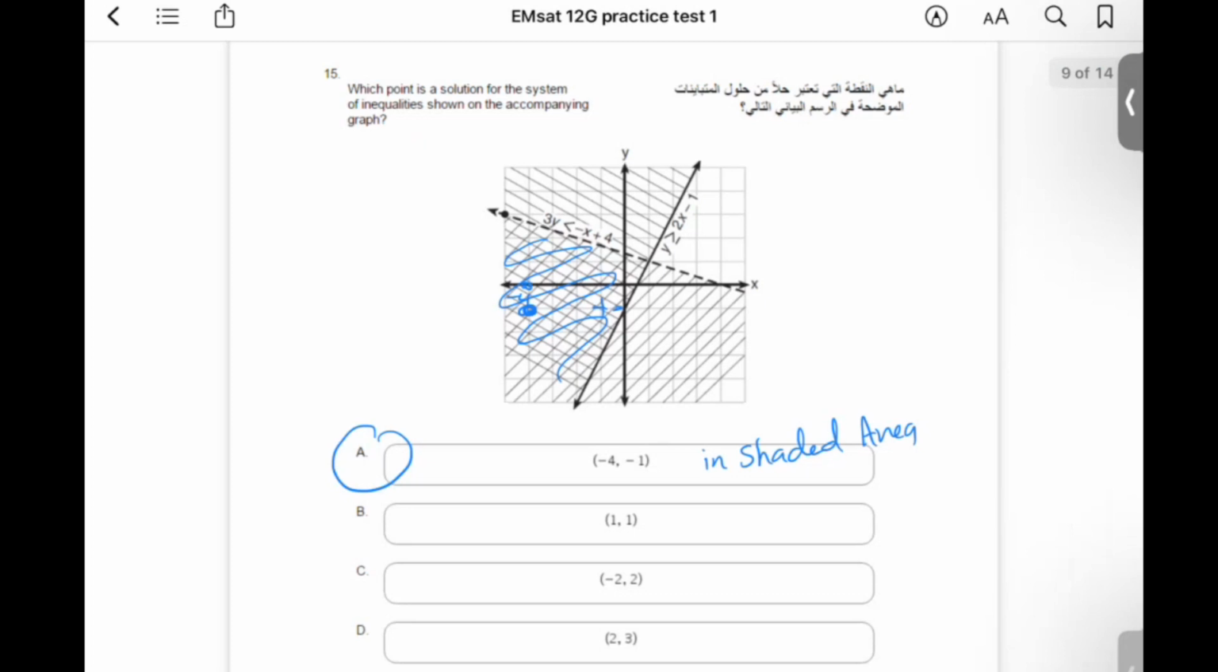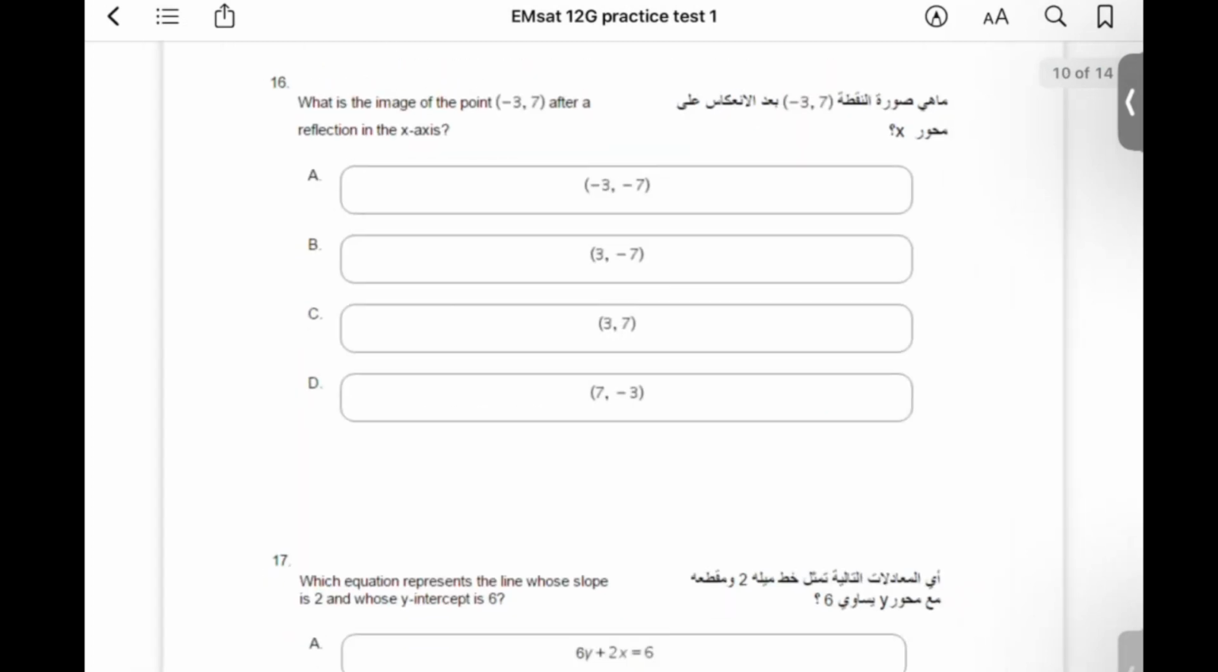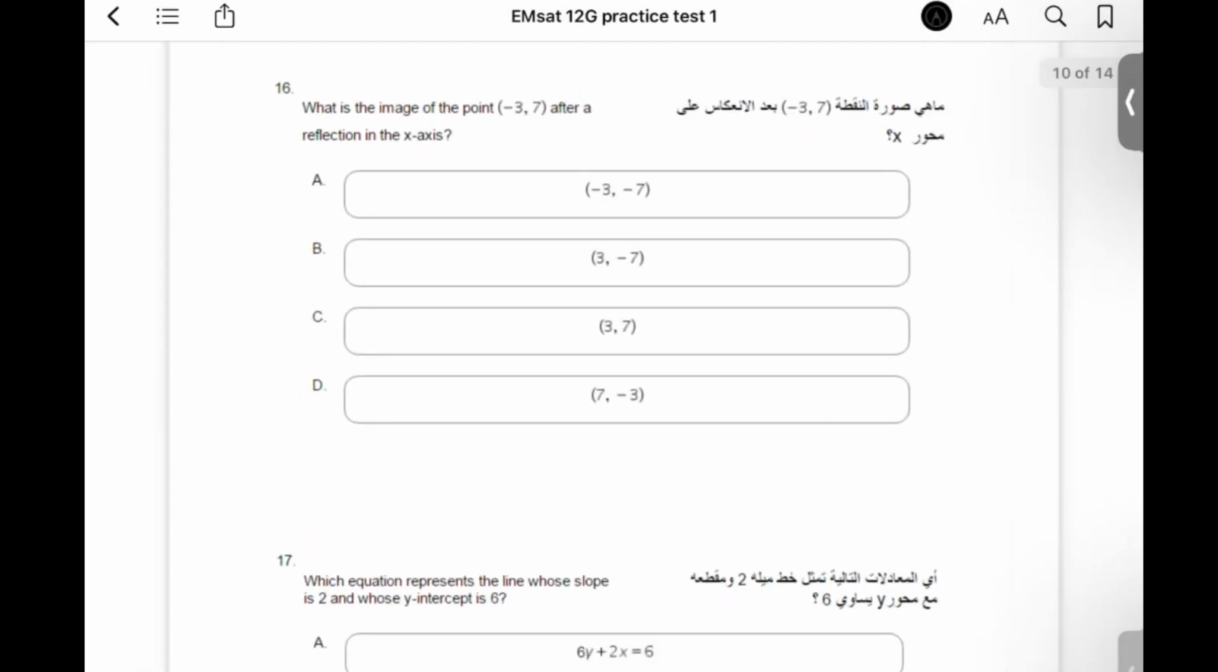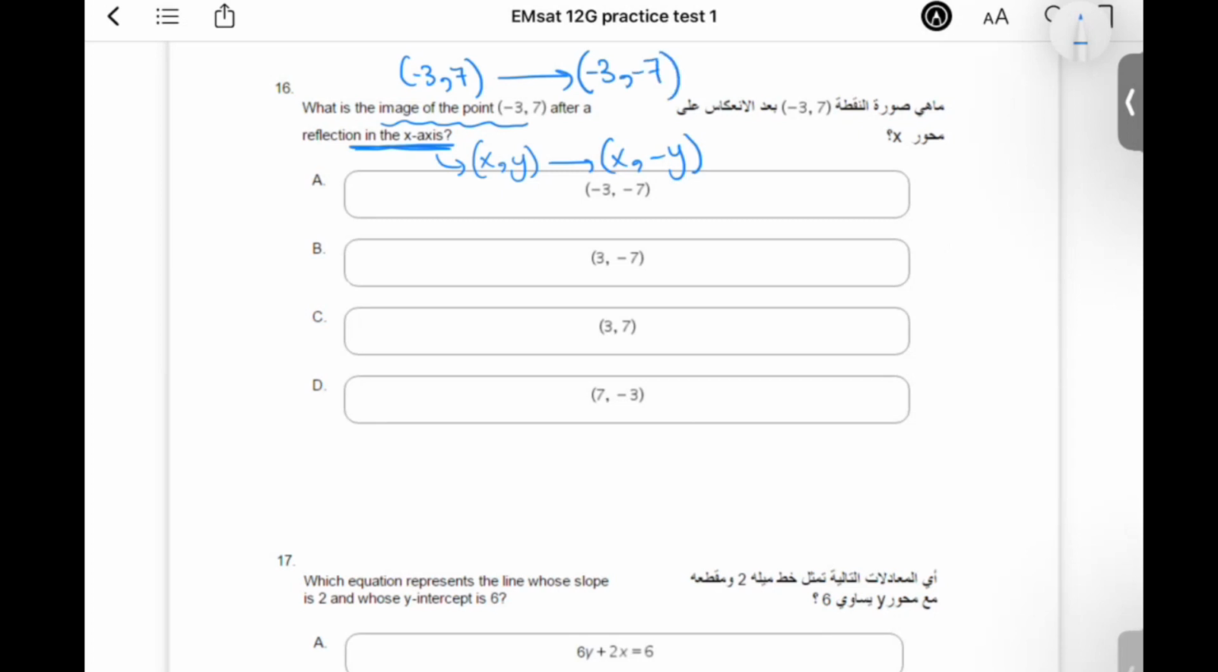Okay, I'm going to go one page further. Question 16. If I have an image and I'm talking about reflection on the x-axis, when you say reflect on the x-axis, you fix the x and you change just the sign of y. Thus for negative 3, 7 on the x-axis, just don't change the x, change the sign of y, and you are dealing with option A.